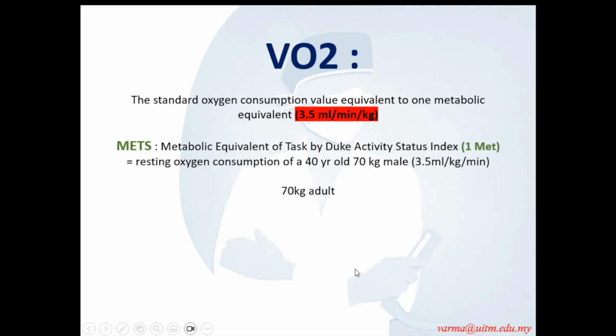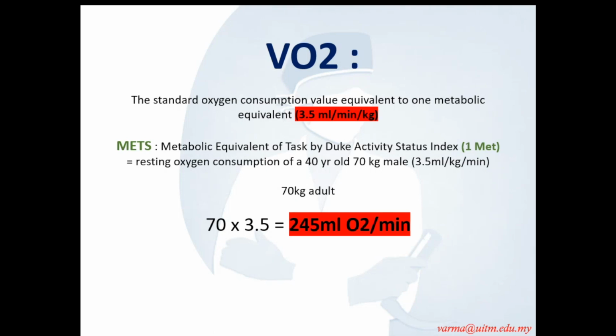So in a 70 kg adult, what is the total oxygen consumption of the body? 70 times 3.5, you get 245 mL of oxygen per minute. So at rest, a 40-year-old 70 kg male will use around 245 mL of oxygen per minute. The value from each book can range from 240 to 260 mL per minute. You can take the middle, 250 mL per minute.